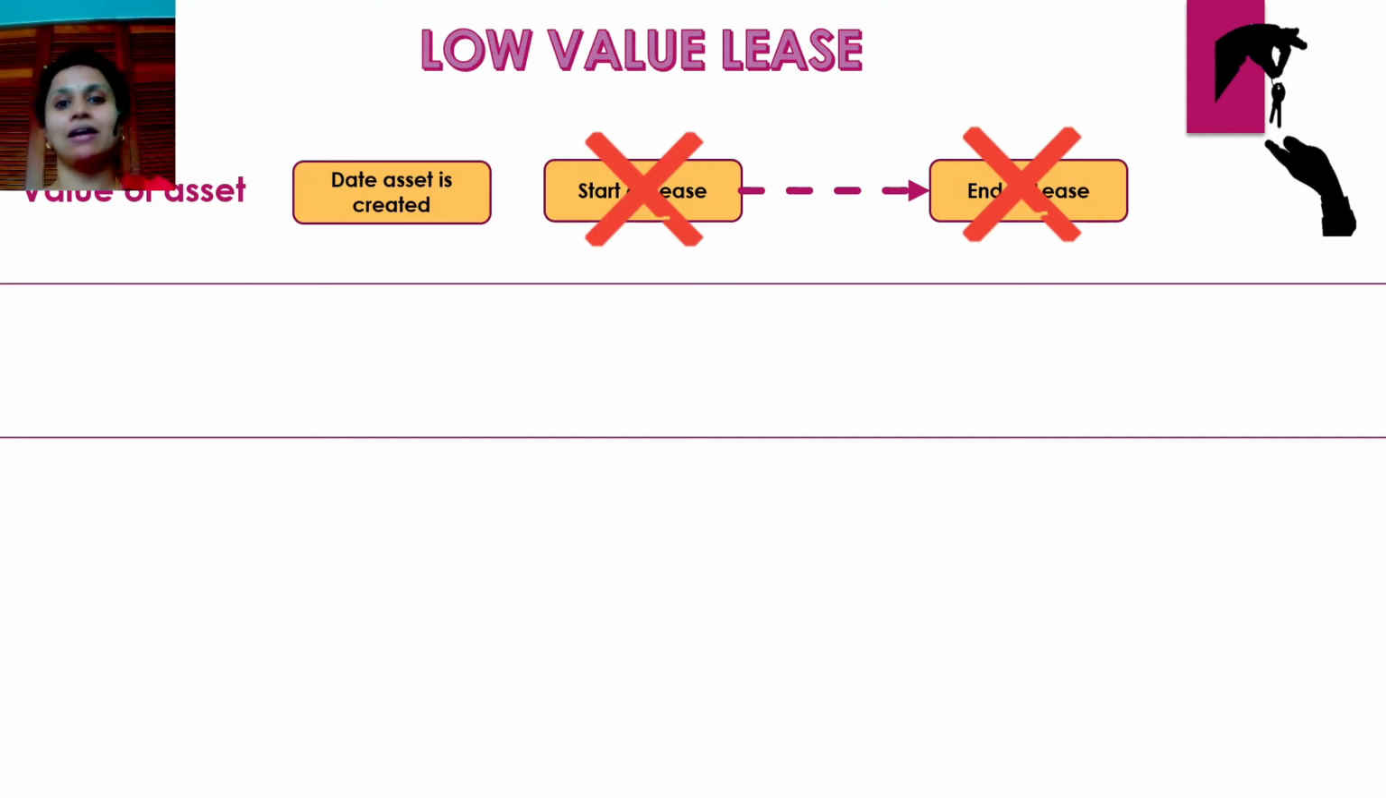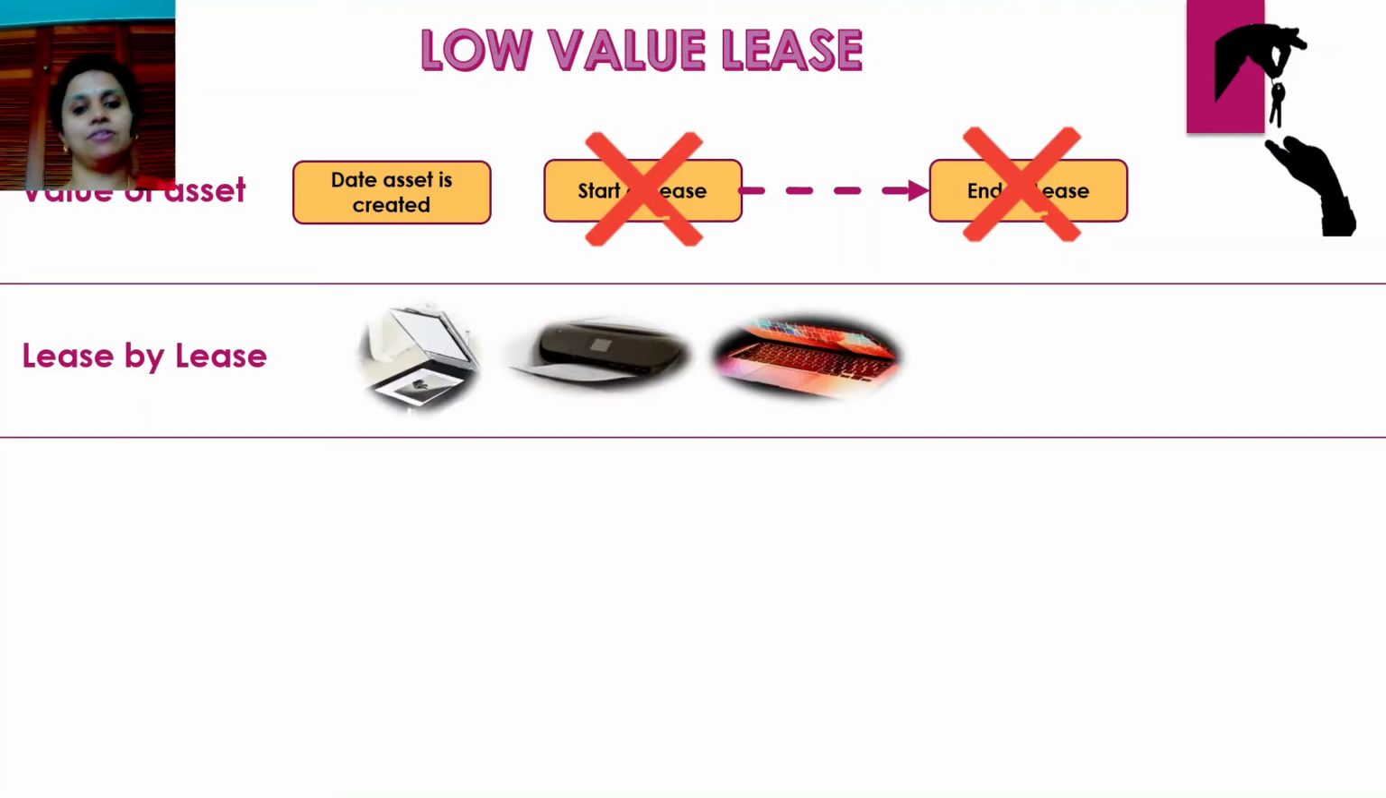So irrespective of, you may have a 15-year-old printer on your hands, but the value that you will consider is the value as on the date that it was created to judge whether it is low value or not. I'm not talking about recording the value at which the asset will be recorded in the books of accounts. No, this is to just decide whether this is a low value asset or not. Now, the second important point is that this decision on whether to apply IFRS 16 or not is to be taken lease by lease, or asset by asset.